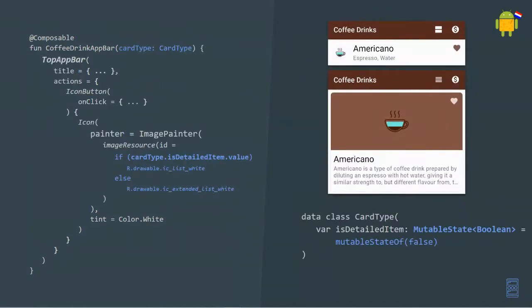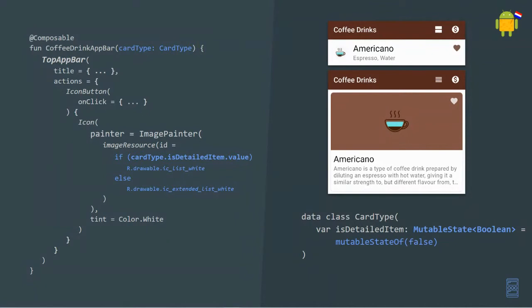However, we have two different options for two different icons. So in this case we can create our state, and for this case we can use mutable state. Car type will use isDetail item property, and it will be of mutable state of Boolean type. And inside our action, we can just use if to check the value and use different icons based on this value.